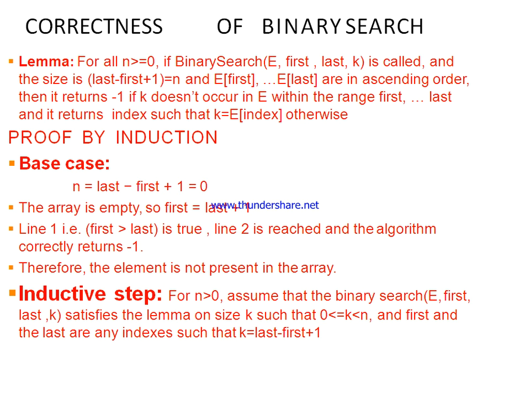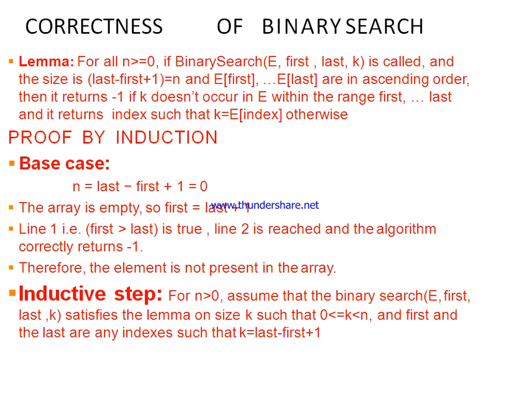By using induction we can prove this. Base case: n equal to last minus first plus 1 equal to 0. The array is empty, so first equals last plus 1. At line 1, if first greater than last is true, then line 2 executes and the algorithm correctly returns minus 1 because the element is not in the array. So the element is not present in the array if we are getting minus 1. If we are getting an index value other than minus 1, the element exists, because there are no negative indexes.